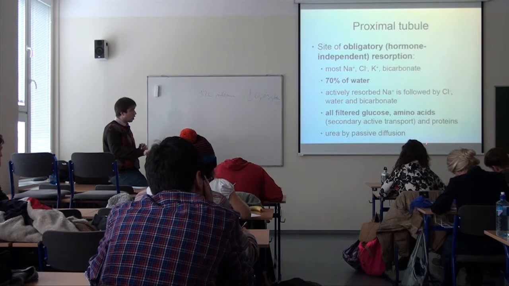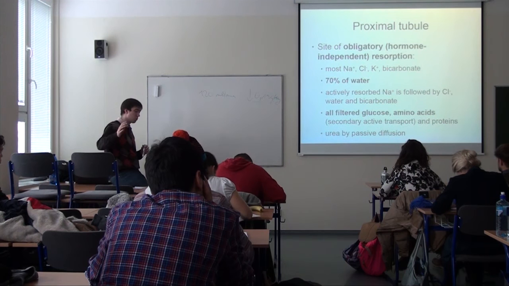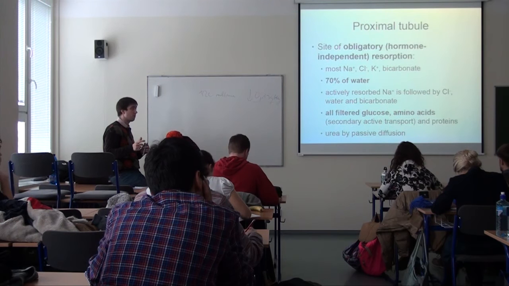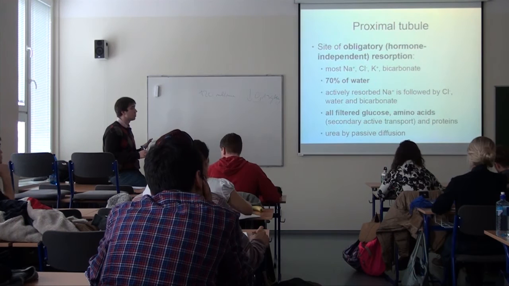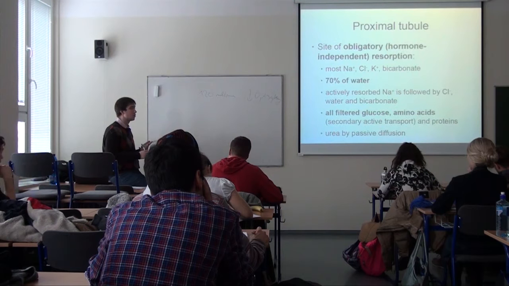What is important for you to know is that these three compounds, it means glucose and other sugars, amino acids and proteins, are all resorbed with secondary active process. These transporters you already know from digestive tract. So glucose is reabsorbed by what? By what transporter? Yes. Sodium glucose transporter number 2 here. In small intestine, it was number 1.